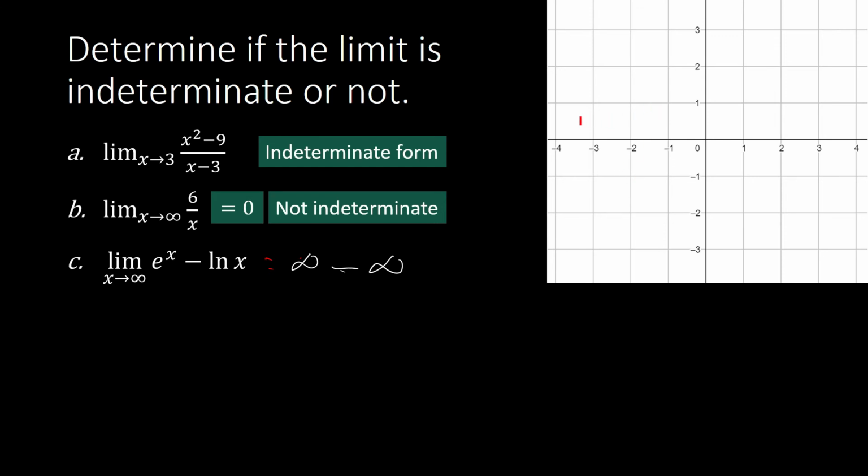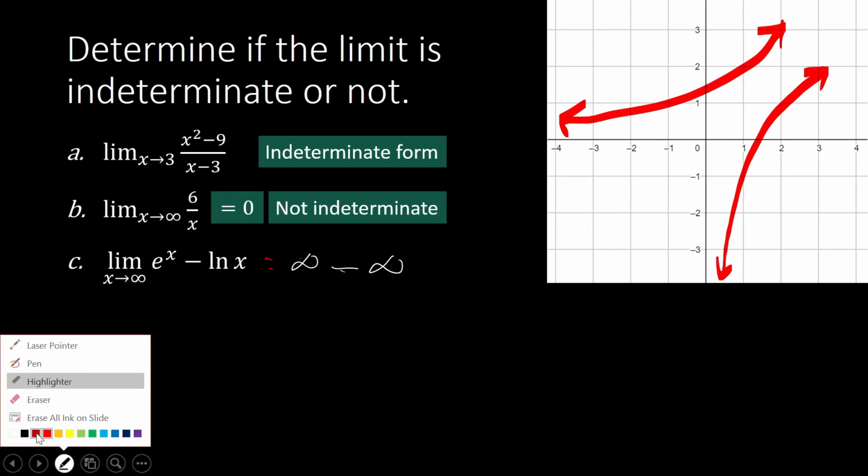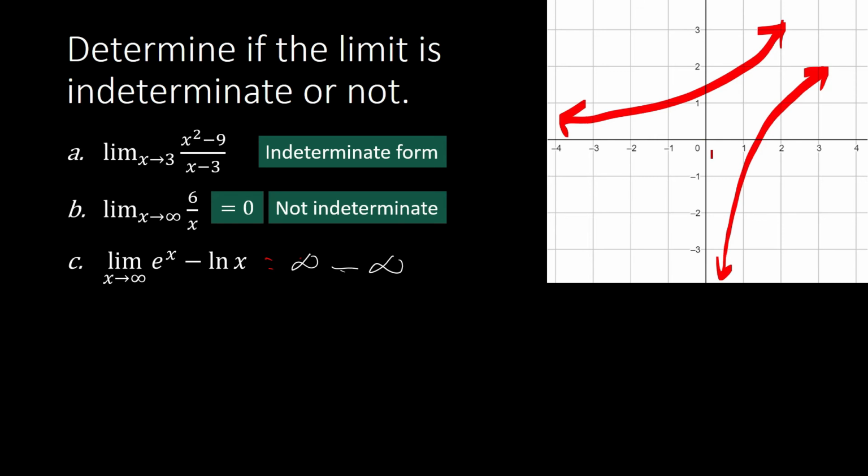So what is e to the x? It's an exponential function. And you know that this is how its graph looks like. For ln of x, your ln of x is a logarithmic function. That is your natural logarithmic function. And you know that its graph is something like this. So when x approaches positive infinity, okay, so we shall pay attention first to e to the x. When x approaches positive infinity, your function increases without bound. And so that means the limit of e to the x is infinity.